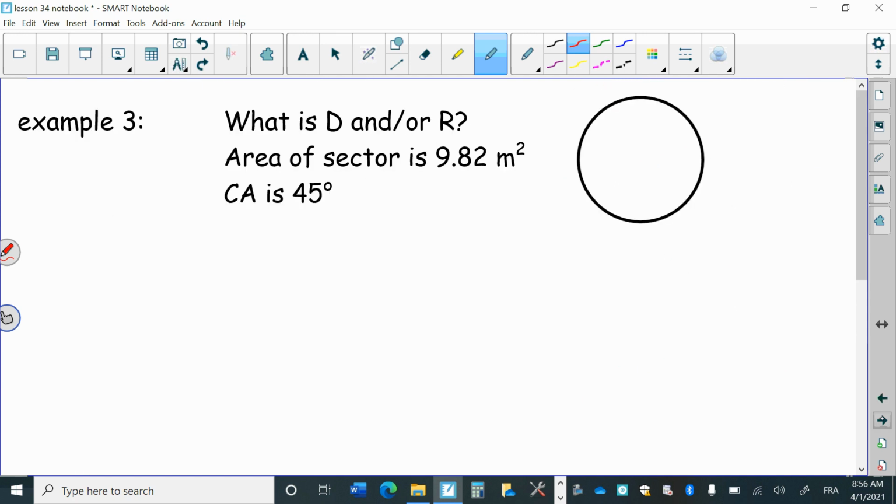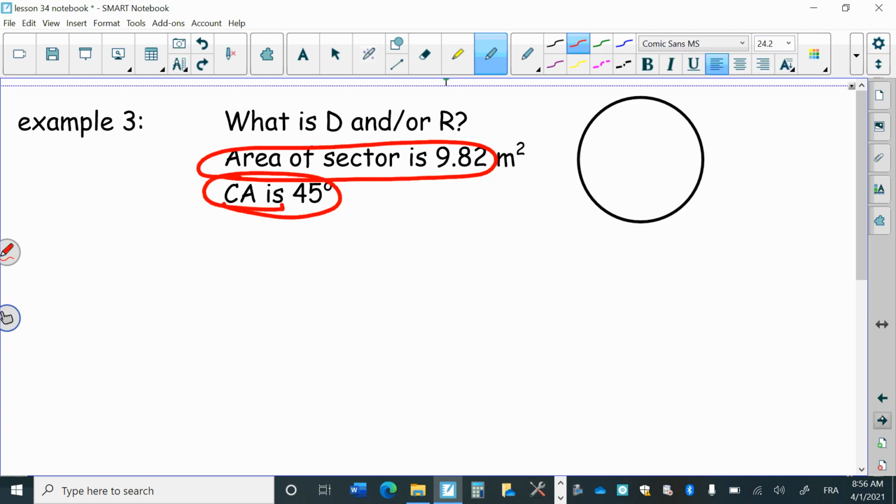Next page, example 3 and 4, a little bit more challenging because they're more multi-step now. So you need to look at all your formulas that you have on your pink formula sheet. Now the main question, big fat paragraph, you're going to pull out the information that the area of the sector is this much. Central angle is 45 degrees, and they're looking for radius or diameter.